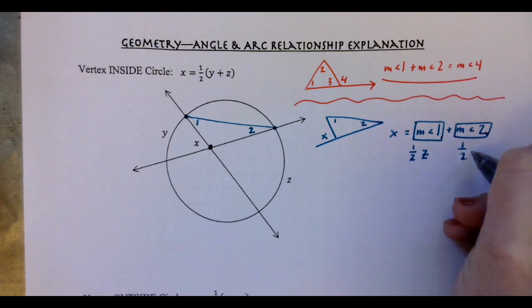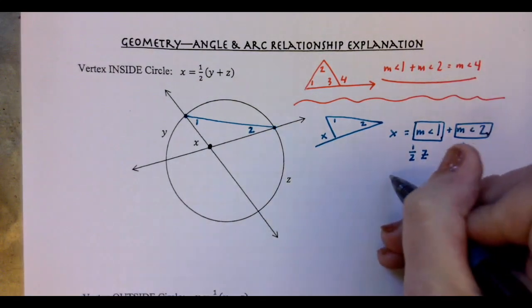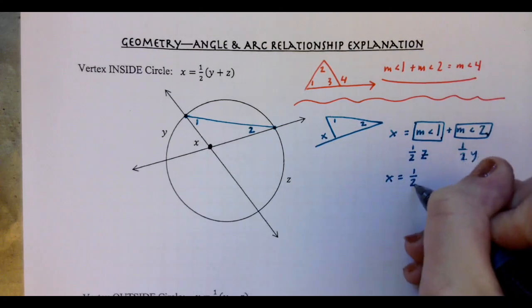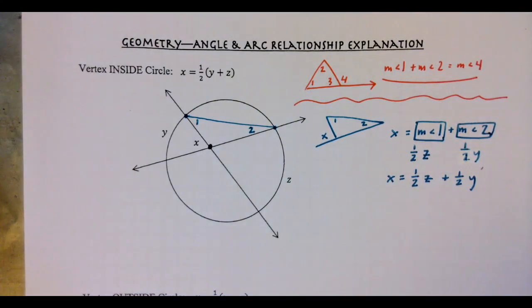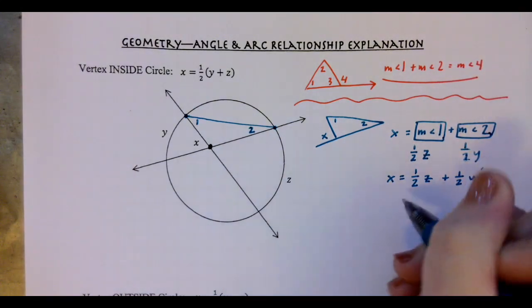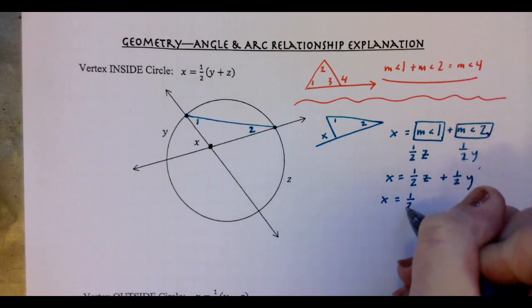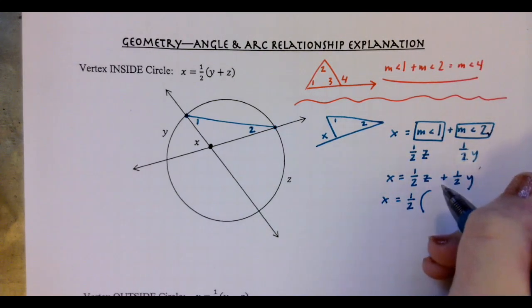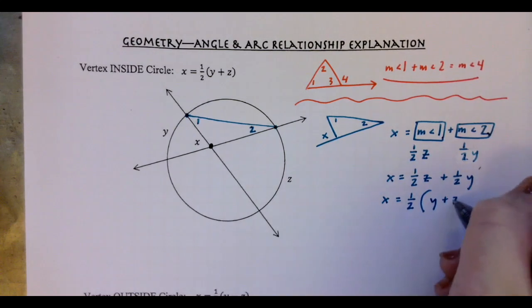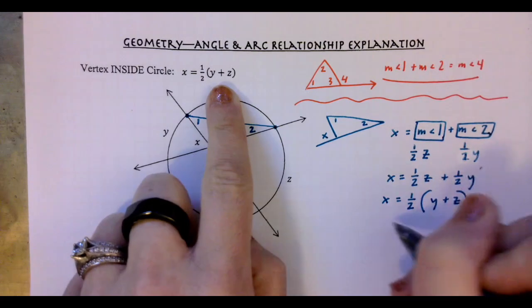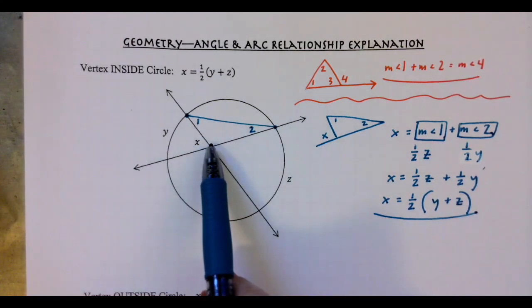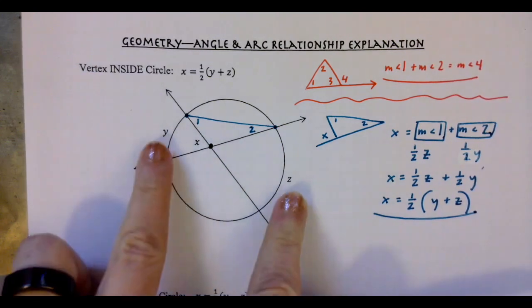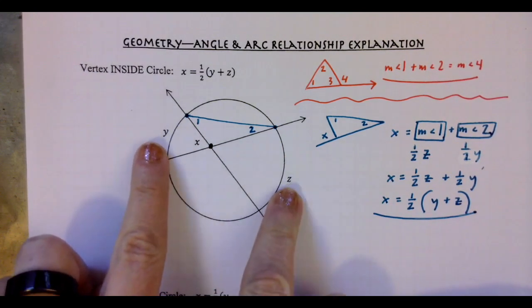Okay, so now I can use a little substitution. I can say that x is equal to half of z plus half of y. Okay, and then once I'm here, I could divide out the 1/2. I can treat it like it's a GCF. So half of z plus y, or y plus z. I'll put it as y plus z because that's how I wrote it up above, right? But the order really doesn't matter. All right, so we've written a little mini proof off to the side that shows why it is that this angle with its vertex inside of the circle has a measure that is the average of the two intercepted arcs.